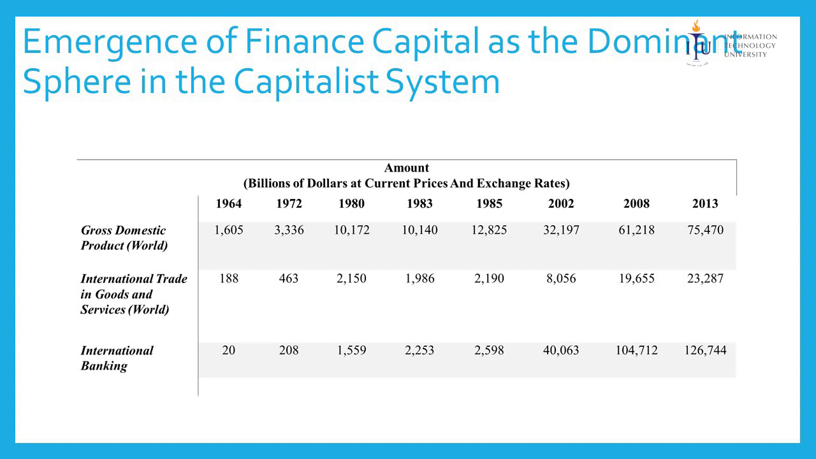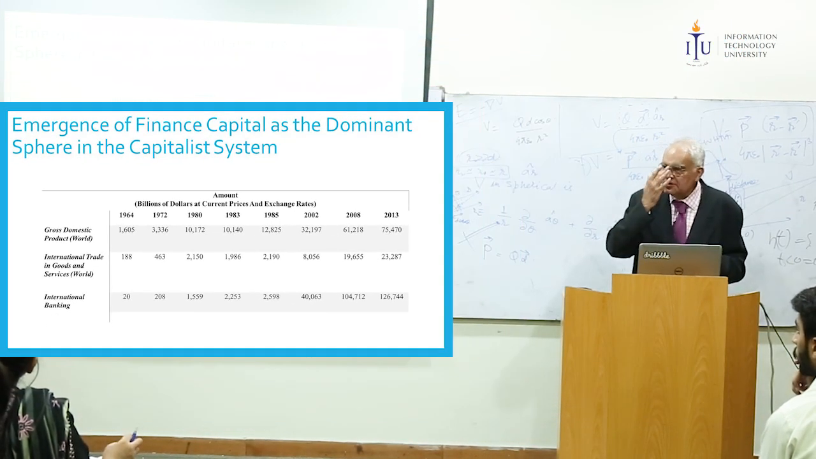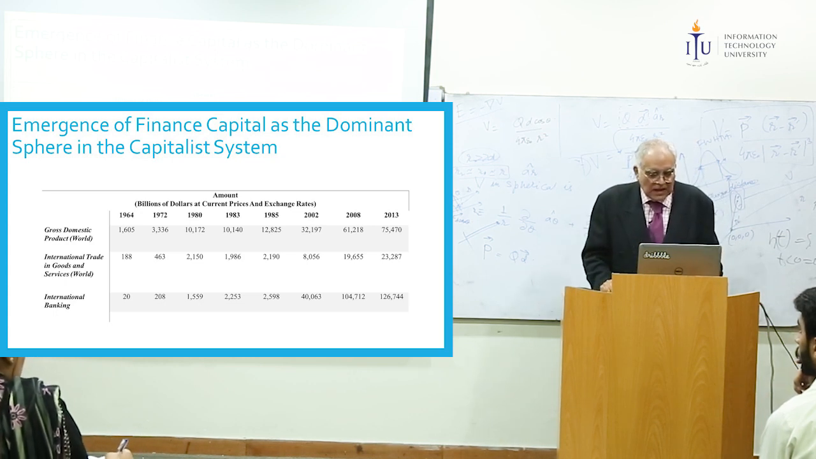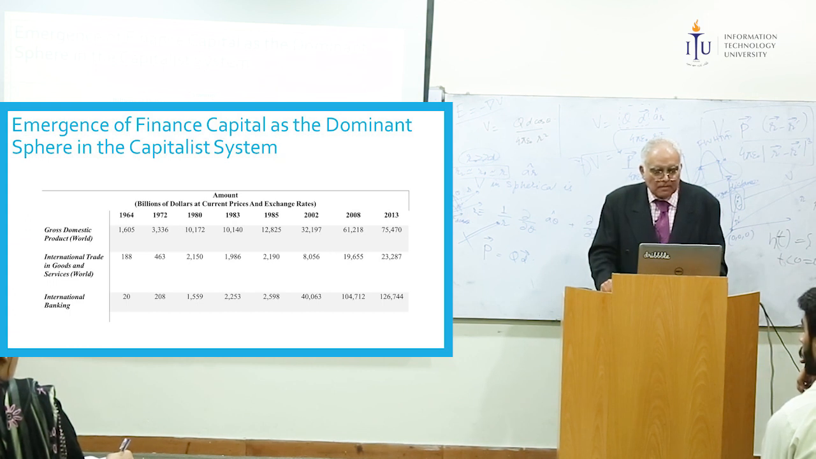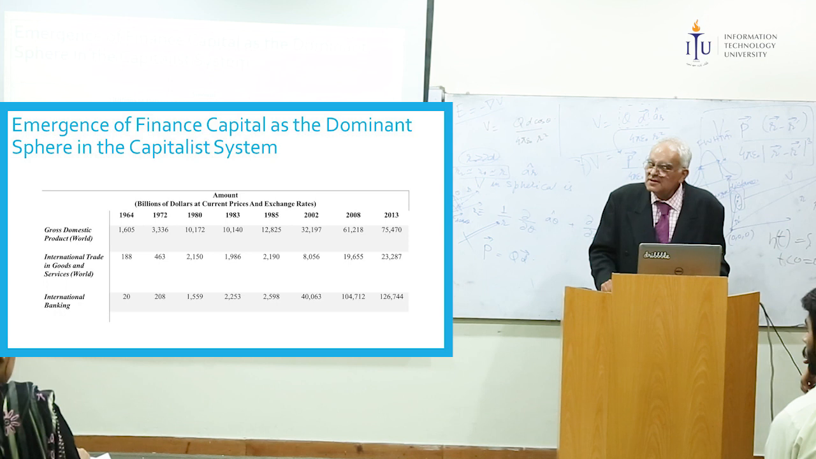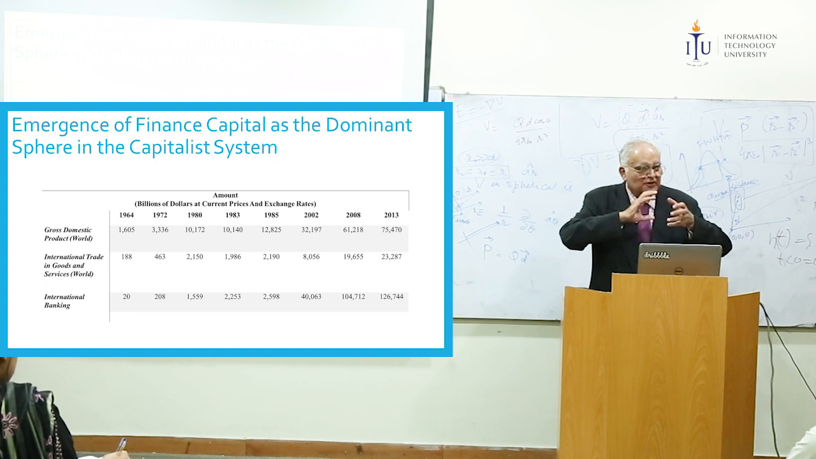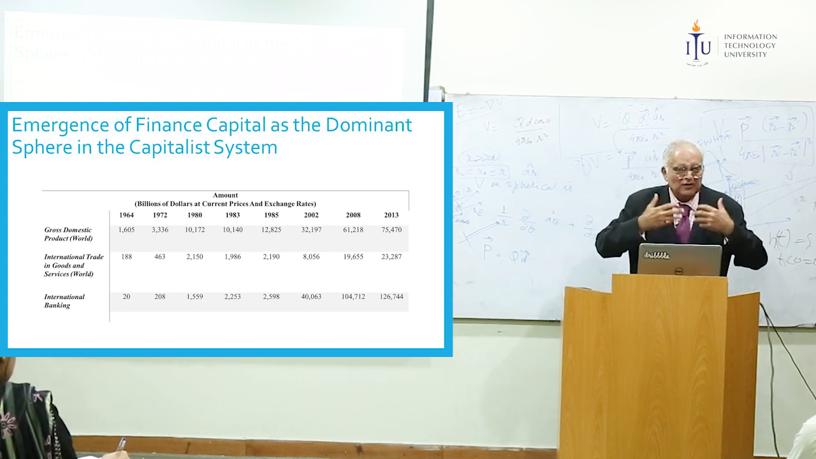1983, the composition of world GDP had changed. And the weight of the financial sphere by this time, by 1983, had become bigger than the size of the real economy, where goods and services were being produced. By 1983, $2,253 billion worth of international banking compared to 1,986 in terms of the value of goods and services in the real economy. So there was a change, in a sense, in the relative position of the real economy vis-a-vis the financial. The financial economy for the first time became bigger.